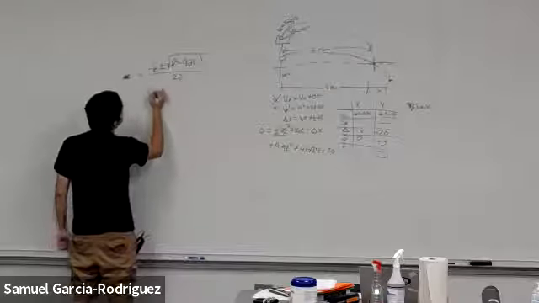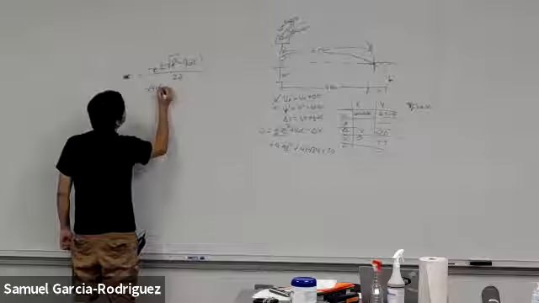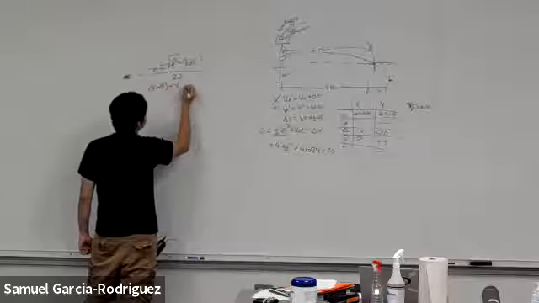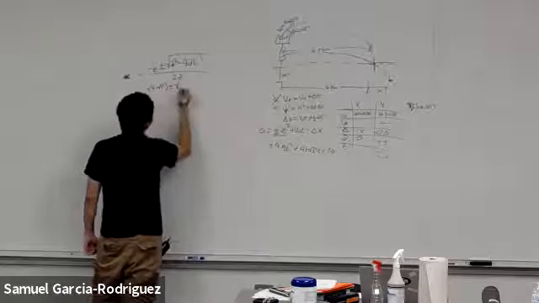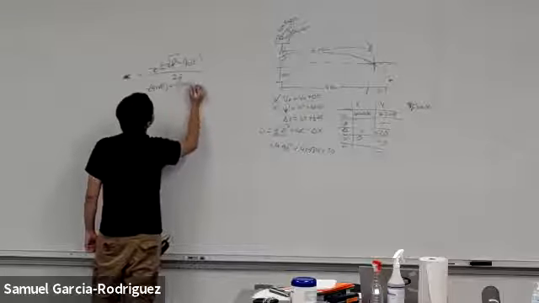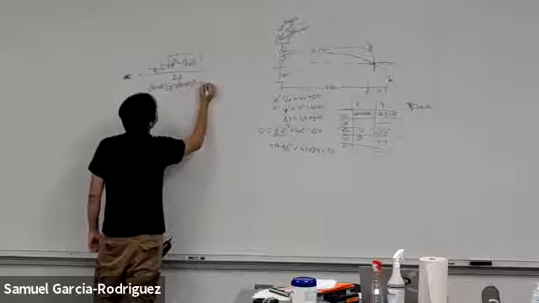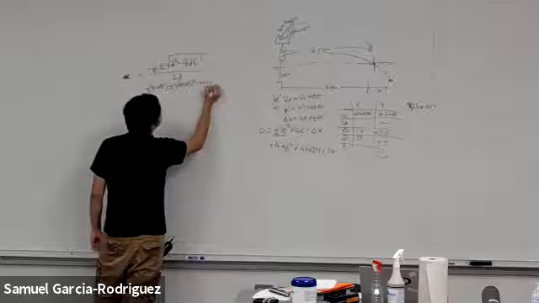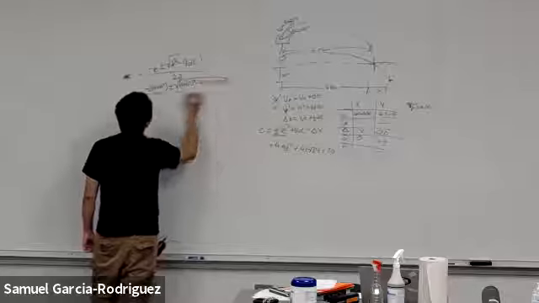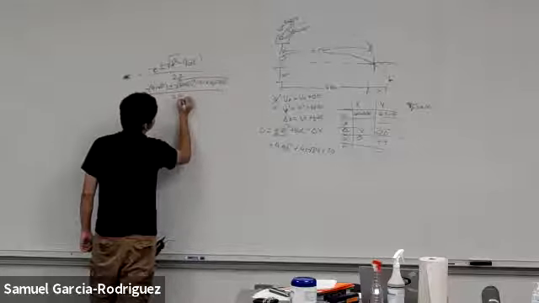Negative 41 times the square root of 2, plus or minus the square root of 41 times the square root of 2 squared minus 4 times 4.9 times negative 20, all divided by 2 times 4.9.